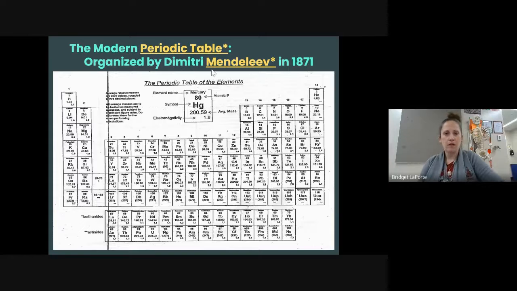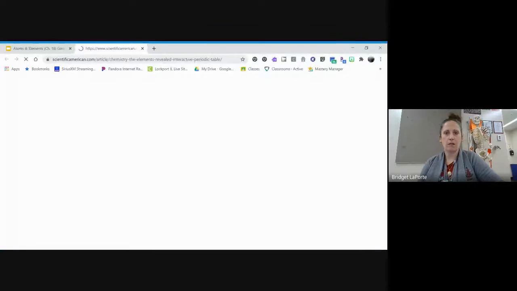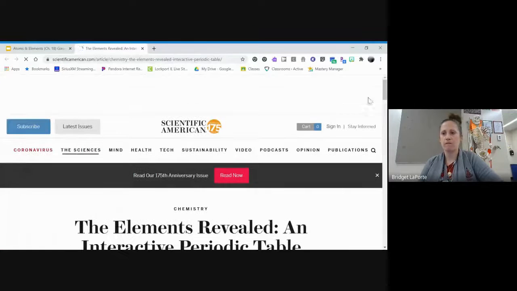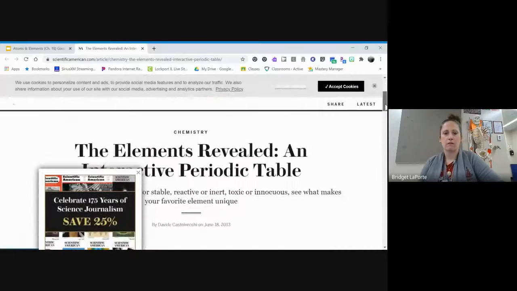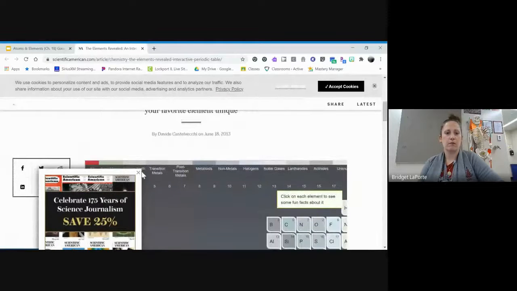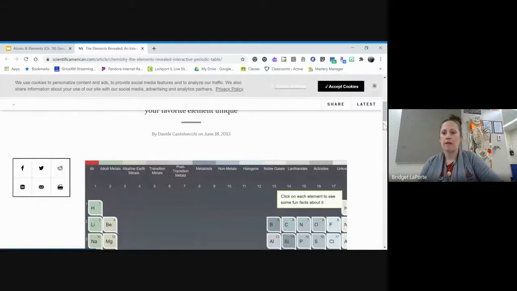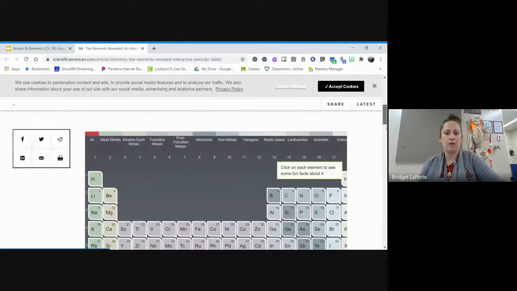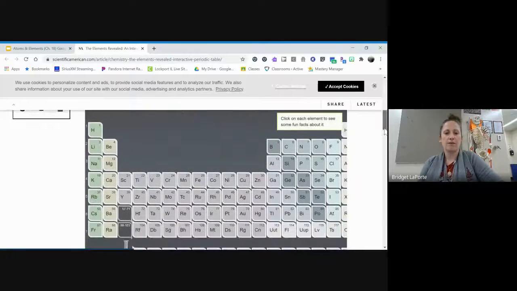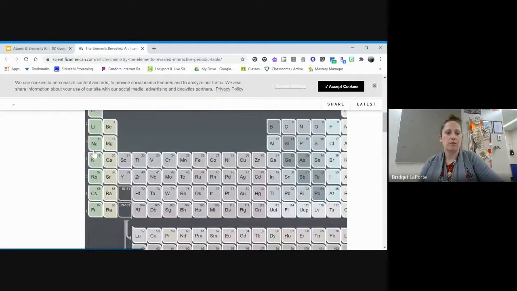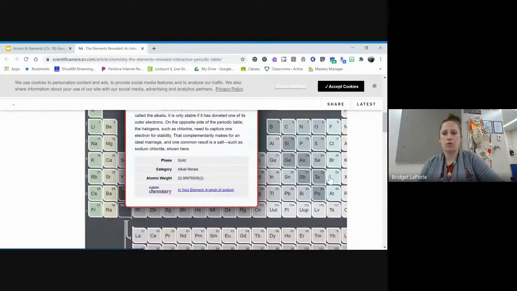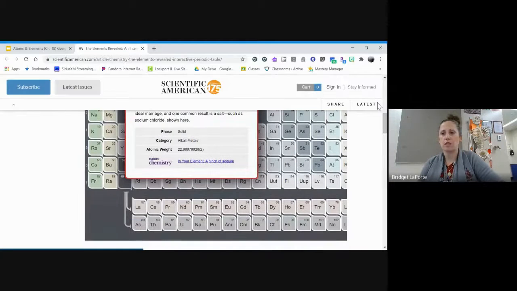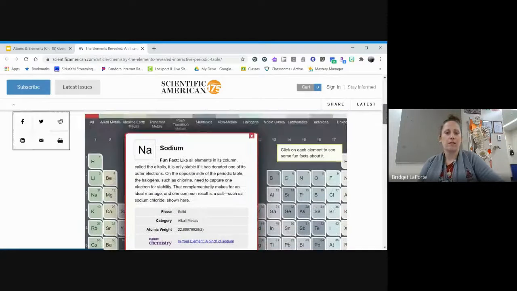Okay. Let me click on this really quick before we wrap up. Scientific American with your ads. All right. And then you can see the interactive periodic table here. So you have some color coding here. You have every single element. Let's do a little sodium. It's always our go-to. Get rid of these cookies out of my way. All right. And so there's sodium.